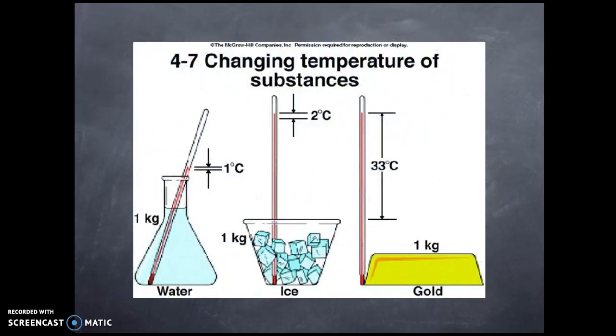Now we look at this picture right here. You have water right here. If it is 1 kilogram, and you want to bring a 1 degree Celsius change, however much energy you use, if you give the same amount of energy to ice, even though it is exactly the same mass, the temperature would have risen by 2 degrees Celsius. And the same amount of energy, if you give it to gold, the same weight of 1 kilogram, its temperature would have risen to 33 degrees Celsius.